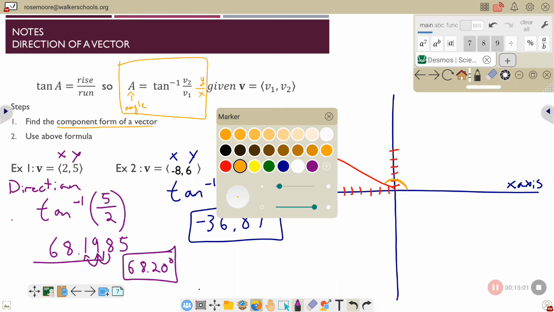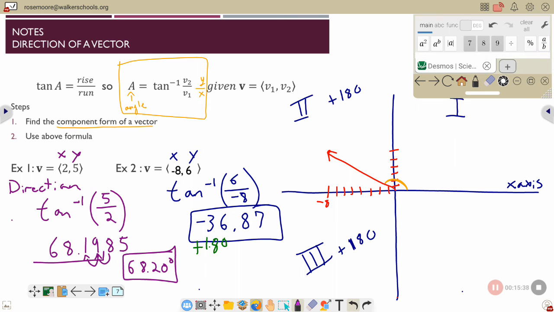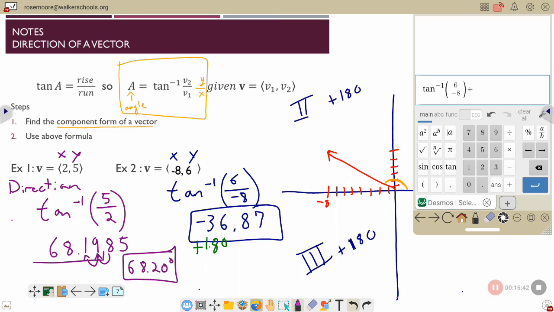So what we've got to review is that in our coordinate plane we have quadrants. In quadrant 1, which is where example 1 fell, the answer is just the answer. But in quadrants 2 and 3, you have to add 180 degrees to your answer to make it right. So when I have my answer over here, I'm going to add 180 to my negative 36, which gives me the answer that is actually correct, 143.13 degrees. And that's the true answer to number 2.